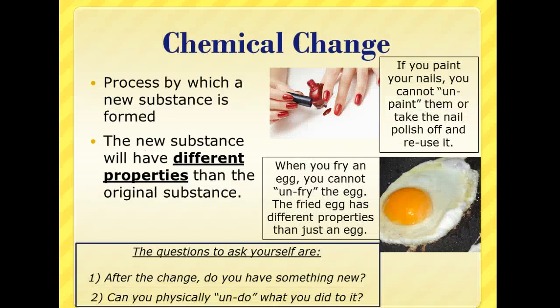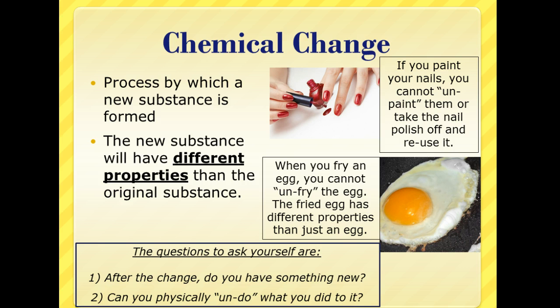The other side of this is a chemical change. It's a process by which a new substance is formed. The new substance will have different properties than the original substance. The example I have here is if you paint your nails, you cannot unpaint them or take the nail polish off and reuse it. Once it hardens, it's done. It has different properties and can't be painted on again. In the same way, if you fry an egg, you cannot unfry an egg. The fried egg has different properties than just an egg. It has a different texture, it's now solid instead of liquid, it has a different color, and even a little bit of a different taste if you compare a raw egg to a cooked egg.